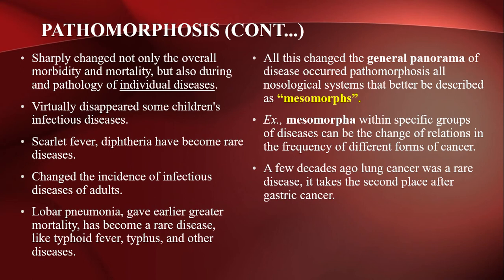All this changed the general panorama of diseases. Pathomorphosis occurred in all nosological systems. For example, within specific groups of diseases there can be a change in the relations of the frequency of different forms of cancer. A few decades ago, lung cancer was a rare disease. It now takes second place after gastric cancer.